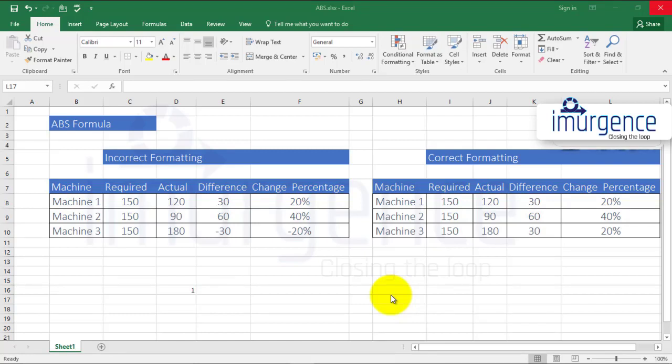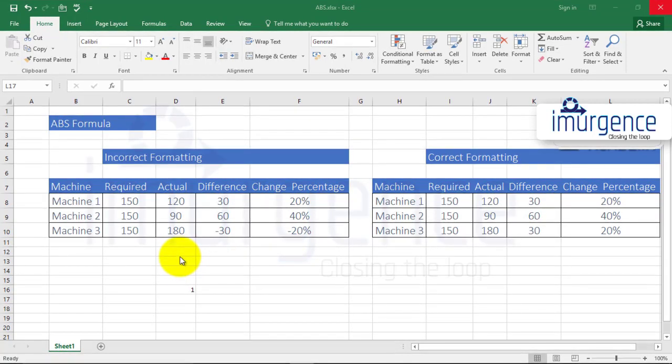Hello everybody, and in this video we will learn about the ABS formula. So let's understand what the ABS formula does.